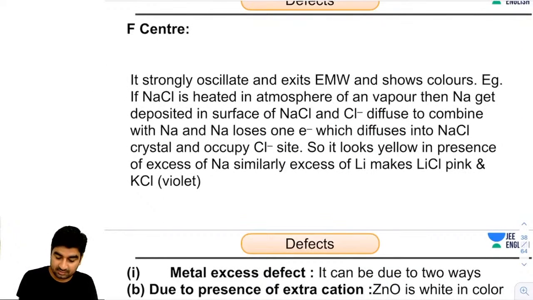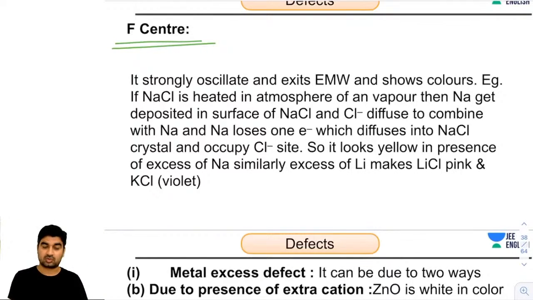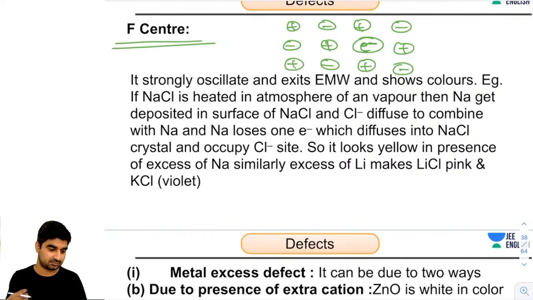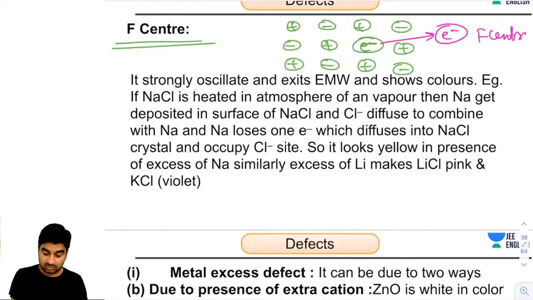Now note it down. What is the F center? I just told you about the cation and anion. Here we have this, so an electron is occupying this site. This anion is absent. So this electron oscillates and emits electromagnetic waves, and it shows colors, right?